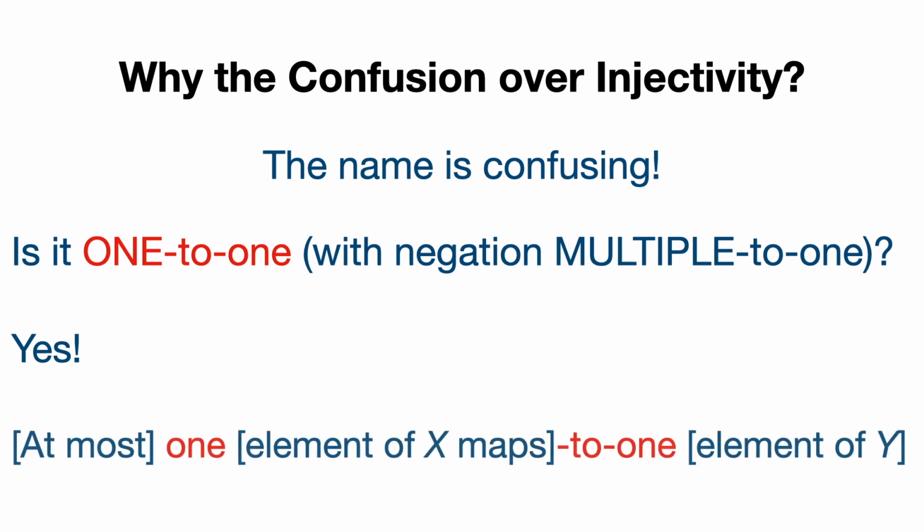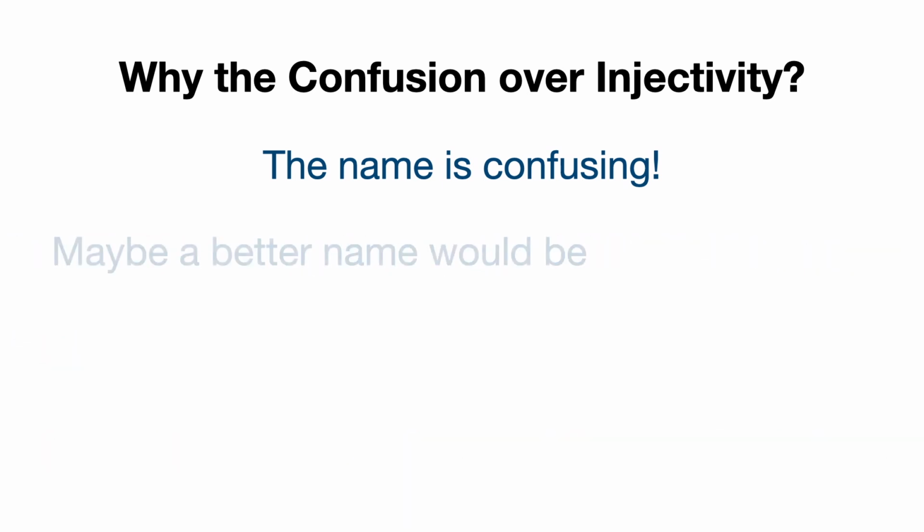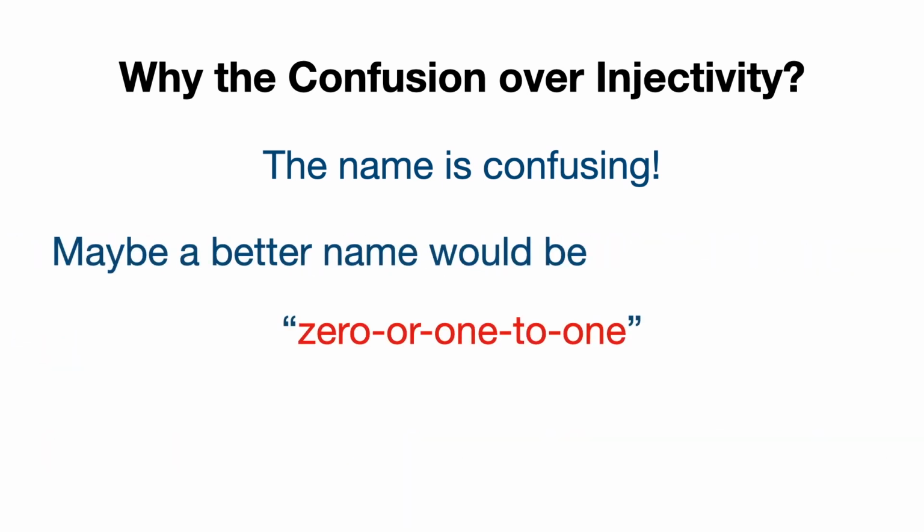So if we want to accurately unpack the name 1 to 1, we might say, at most one element of x maps to one element of y. And that's a mouthful. We could propose a better name than 1 to 1, such as 0 or 1 to 1. That does a pretty good job of representing the meaning, but it doesn't exactly roll off the tongue.